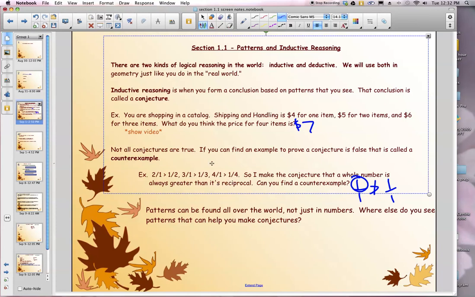Okay? So those are the 3 words that we're going to use in this section. Inductive reasoning, basing a conclusion on patterns. A conjecture would be that conclusion. And a counterexample would be something that proves that our conclusion, our conjecture, is false.